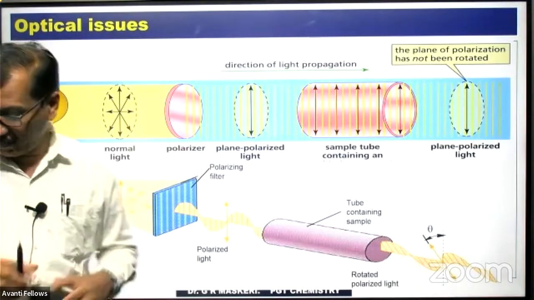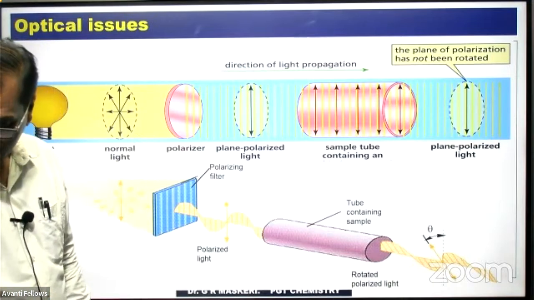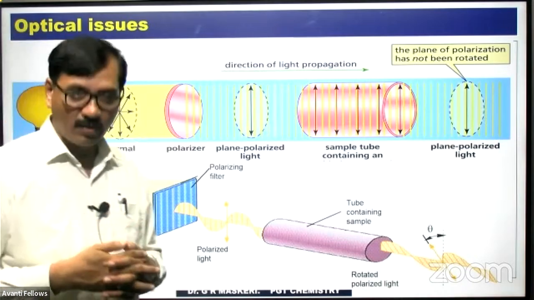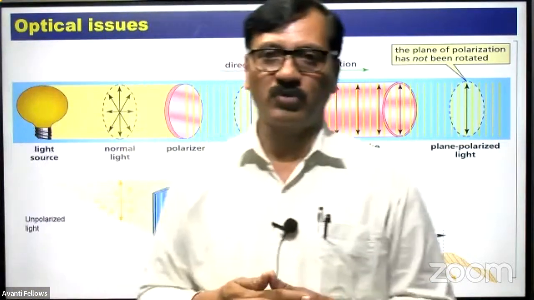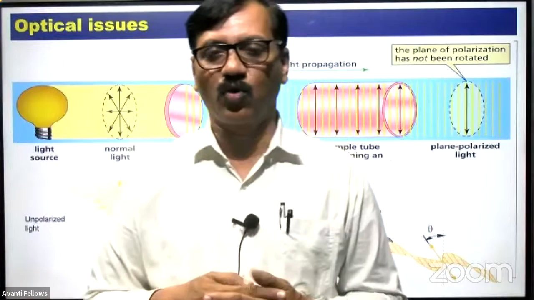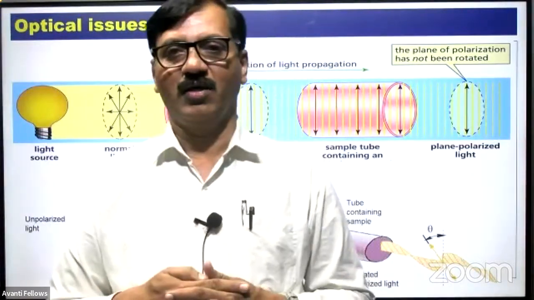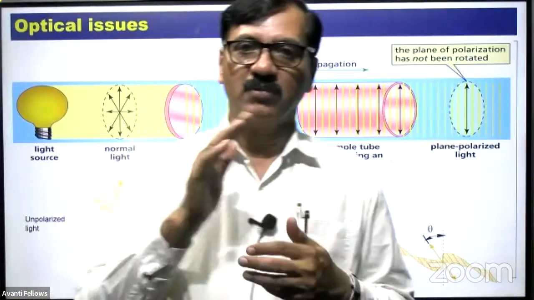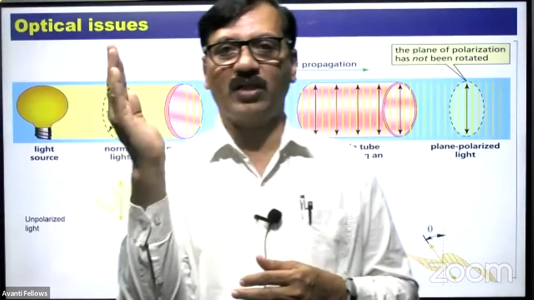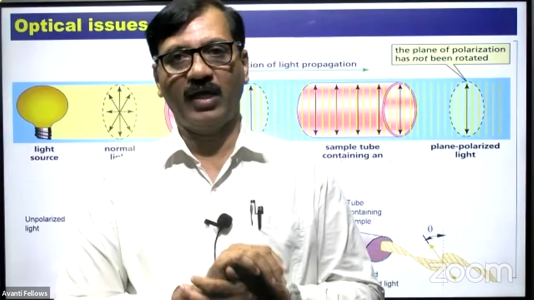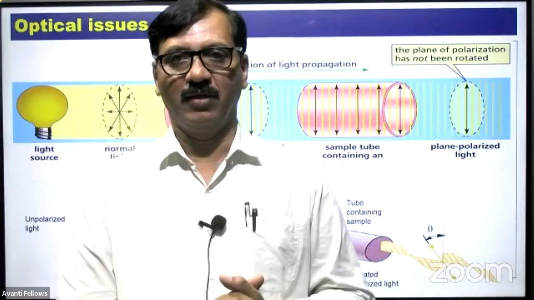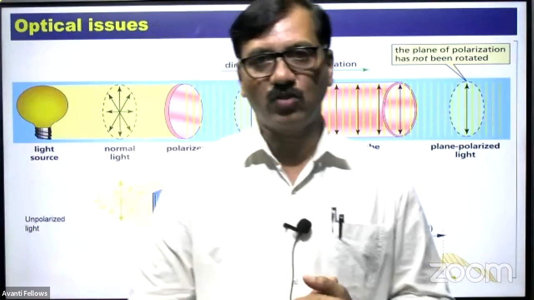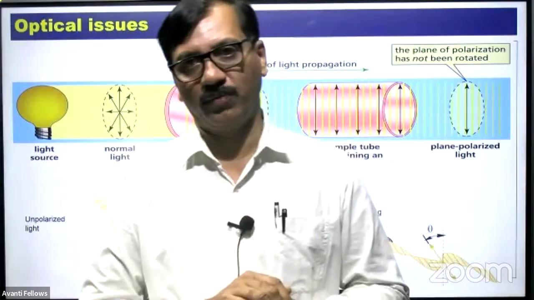Coming to the next point, let me tell you something about optically active compounds. I talked about dextrorotatory and levorotatory compounds. Yes, dextrorotatory and levorotatory compounds can rotate plane polarized light. They have that ability. Such compounds which can rotate plane polarized light are called optically active compounds.